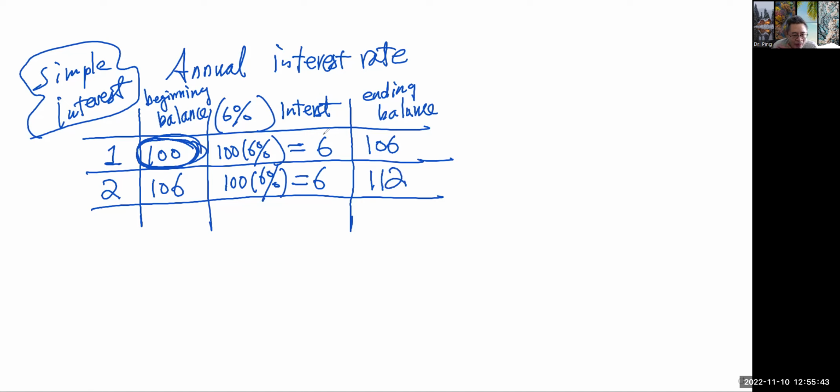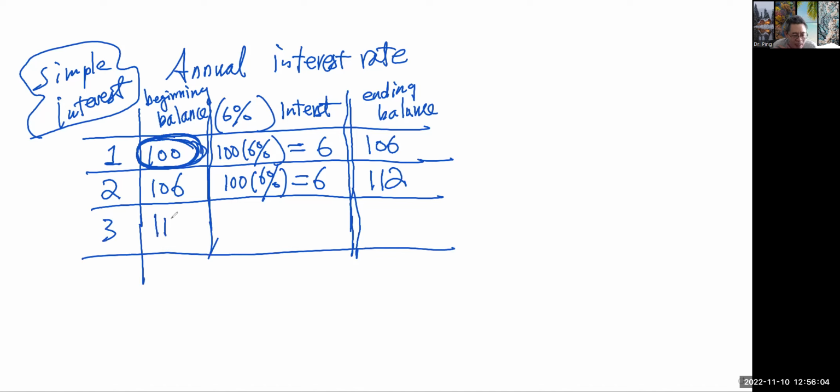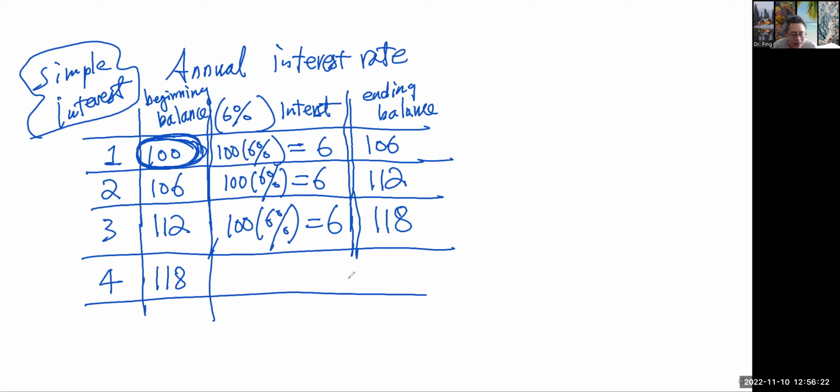So this column, the interest column, is always the same year after year. It's always your initial balance times the interest rate, 6%. Now, if we go to the third year, we start with 112, 100 times 6% is still 6, that's 118. Fourth year, we start with 118 and still 100 times 6%. So we just keep using the initial balance, how much money you gave to the bank.